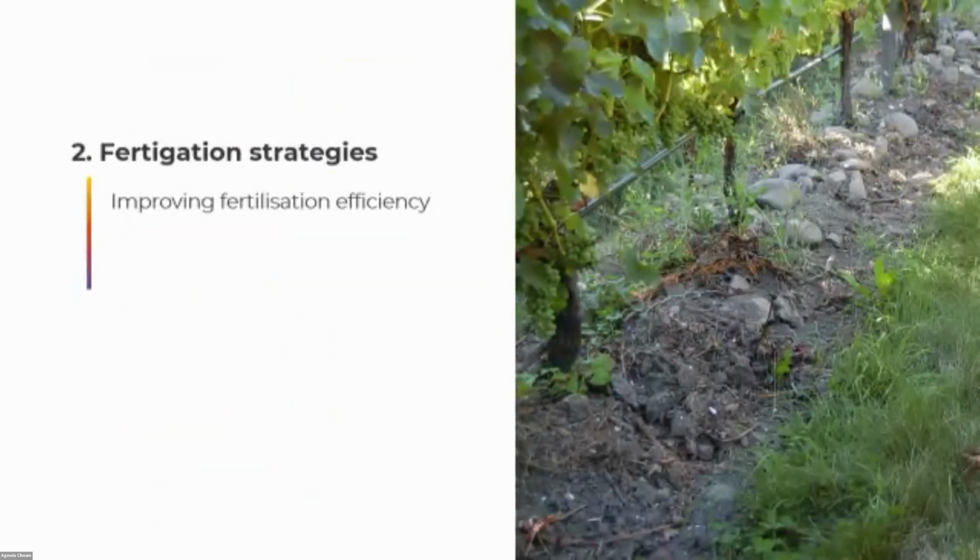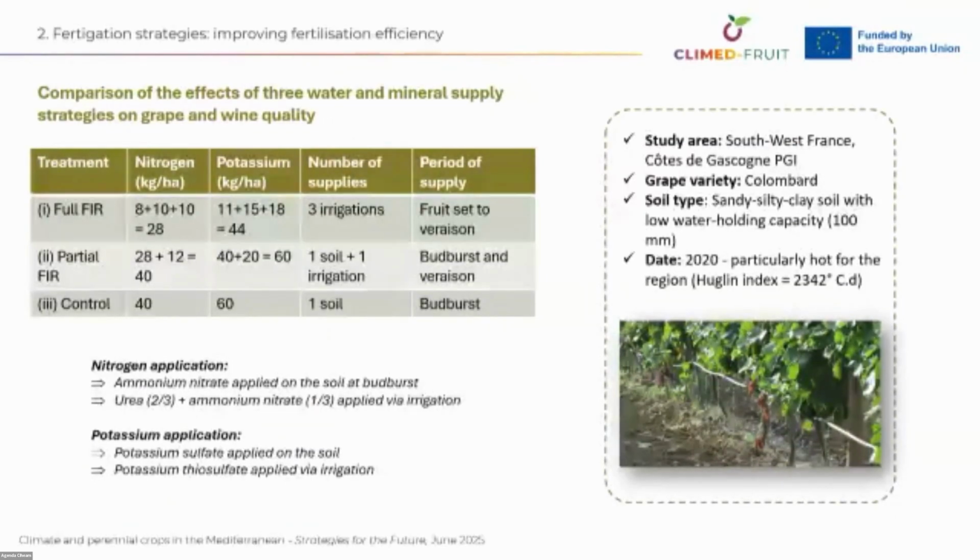So now I will move on to the fertigation strategy to show how it can improve fertilization efficiency. The aim of this trial was to compare the effects of 3 water and mineral supply strategies on grape and wine quality. The trial was conducted in the southwest of France in the context of Côte de Gascogne PGI, so a high yield context, on Colombard grape variety grown on sandy, silty clay soil with low water holding capacity. It was in the year 2020, a particularly hot year for the region.